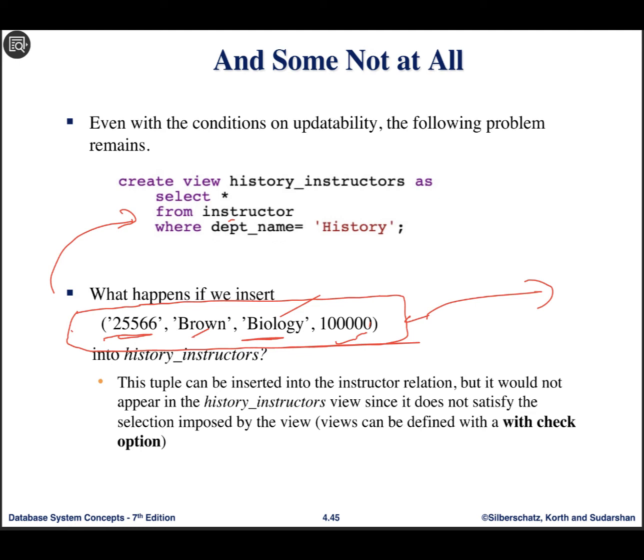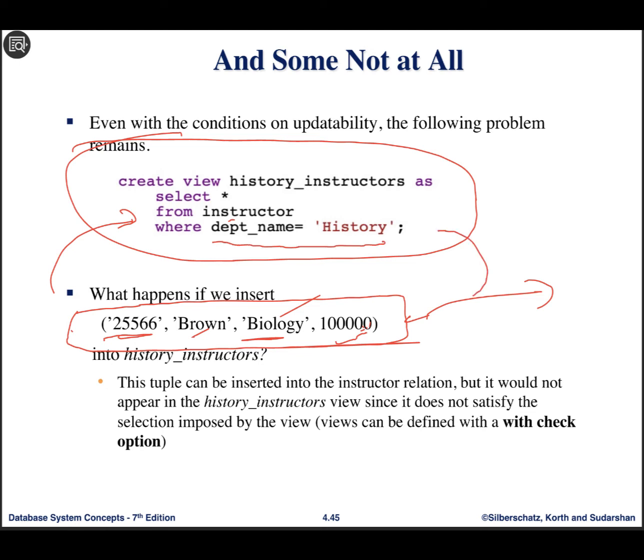But at the same time, if you try to retrieve the information for this view, do you think this tuple is going to be part of the result or not? It's not going to be. Why? Because here you said where the department name is history. So you insert a tuple into the view, and this one is not going to be part of the desired result. So in this case, we do have an issue.